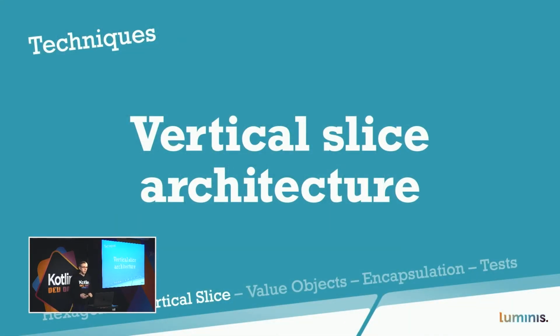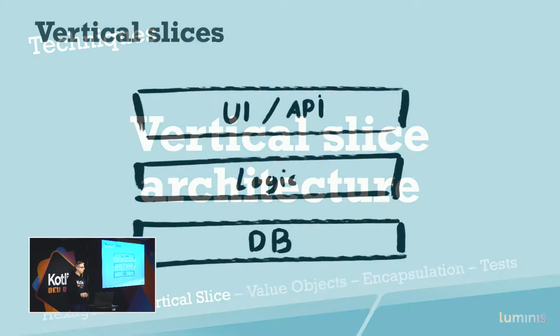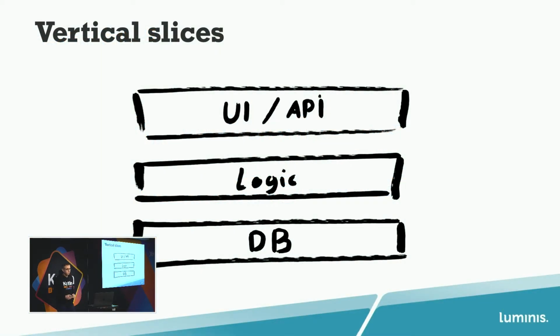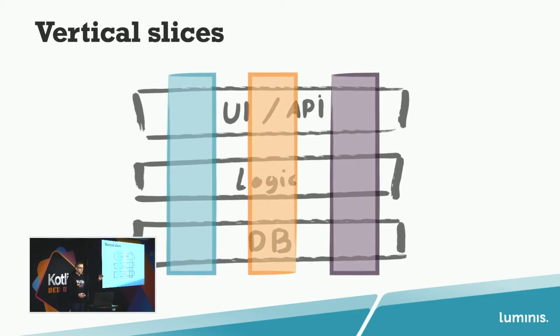Okay, next technique: vertical slice architecture. And in my experience, this might even be more useful than hexagonal. So back to our traditional three-layer architecture. Vertical slice is pretty much what the name suggests. You take vertical slices over these layers, and you create a slice for every feature in your system.